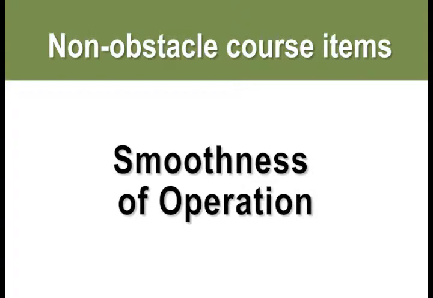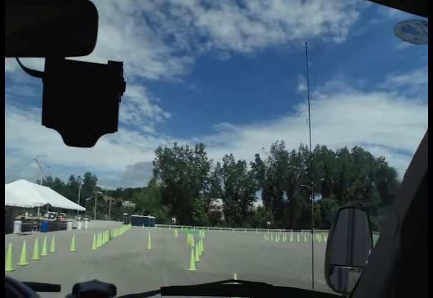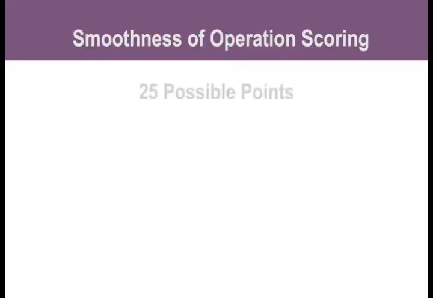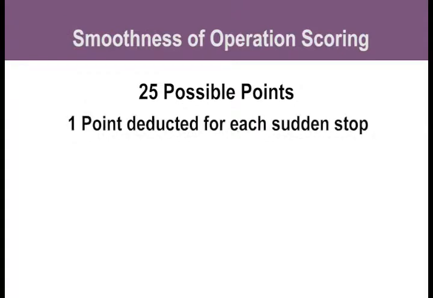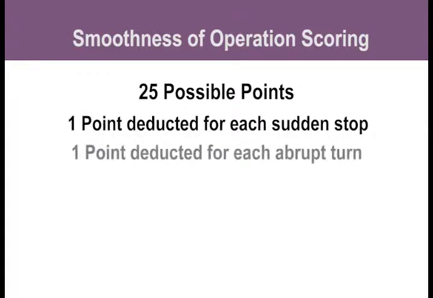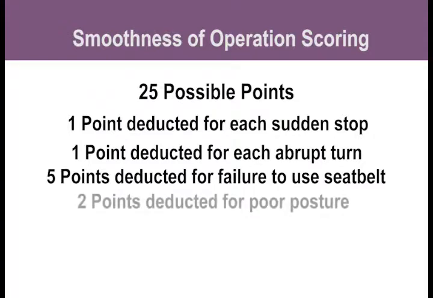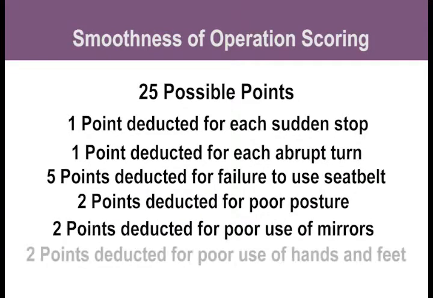Smoothness of operation and safety habits. The contestant can achieve 25 points in this category. Regarding smoothness of operations, the contestant loses 1 point for each time he or she makes a sudden stop, sudden start, or abrupt turn. For onboard safety habits, the contestant also loses 5 points for failure to use a seatbelt and 2 points for exhibiting poor posture, poor use of mirrors, hands, or feet.